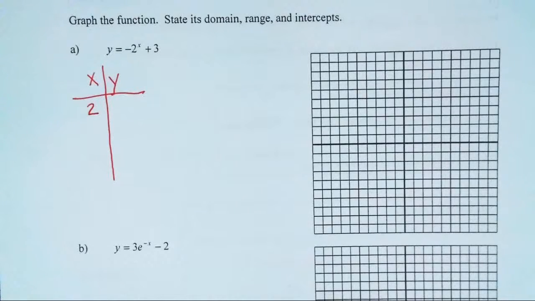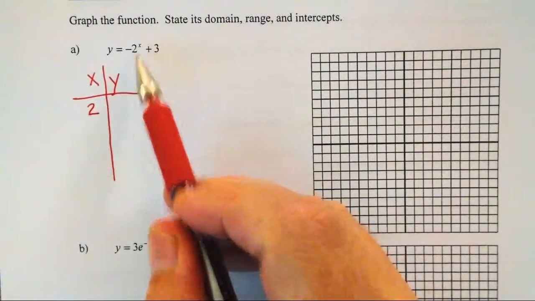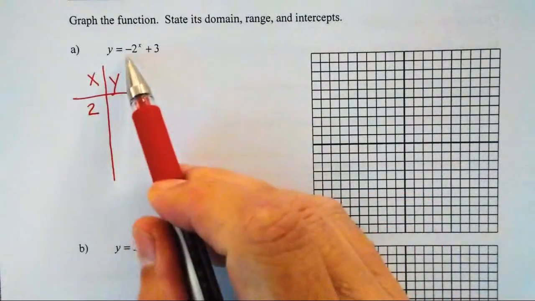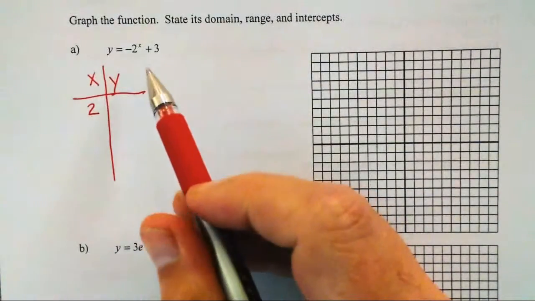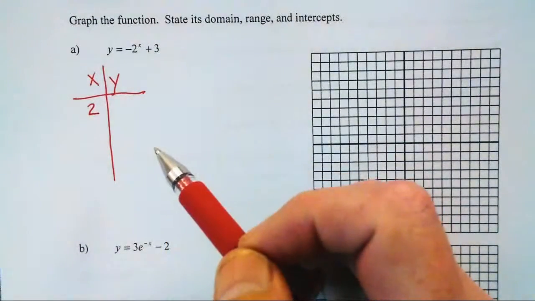Watch this. Wrong, wrong, wrong, wrong, wrong, wrong, wrong, wrong. Ooh, what'd you have? Wrong. Wrong. Tempting. Negative 2 to the second is positive 4 plus 3, but this is not negative 2 to the second. This is the opposite of 2, the opposite of 2 to the second.